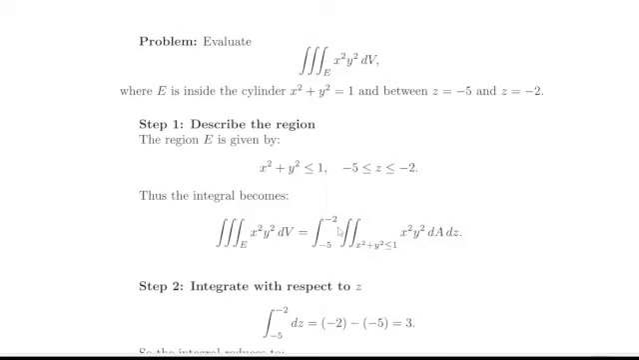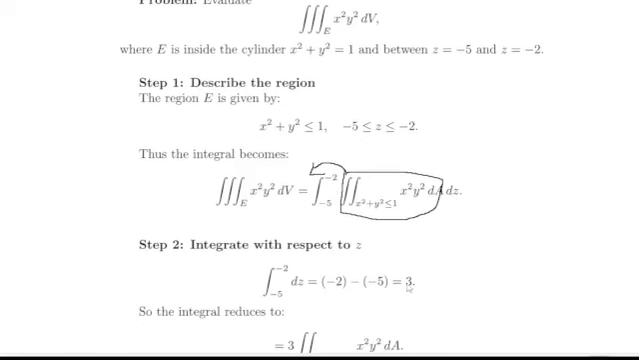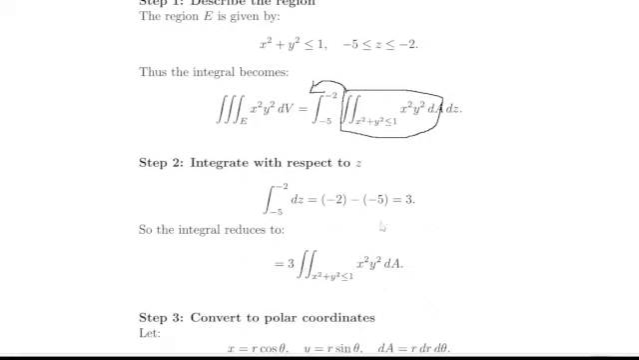So basically, all of this will be evaluated later. Instead, we can just move this outside and evaluate the integral from -5 to -2 dz, which is just 3. And so we're going to have 3 times this integral inside here. So 3 will be outside, and we can integrate x squared y squared over the circle with radius 1.